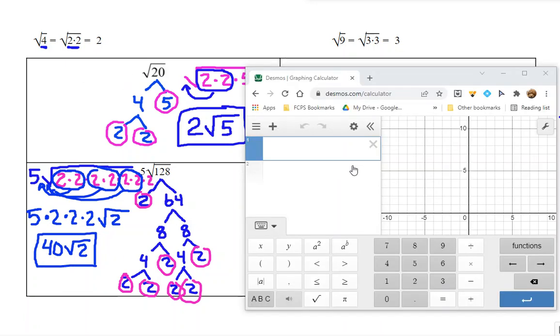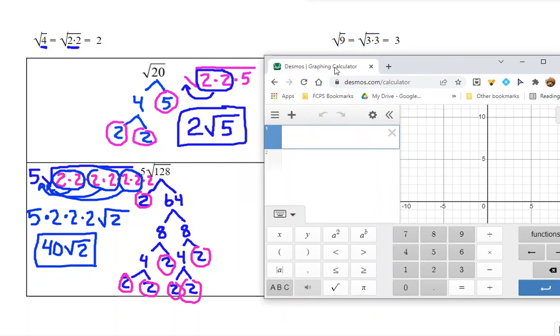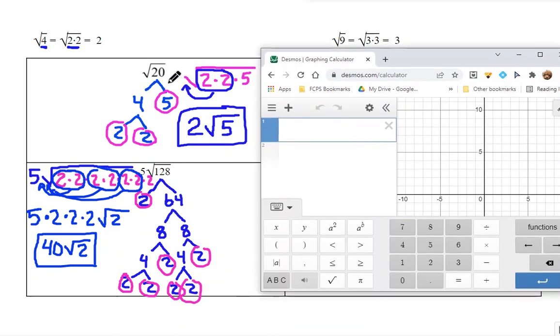All right, so a good way to check yourself and check your work is to use Desmos or a calculator. So let's check this first one. I have the square root of 20.